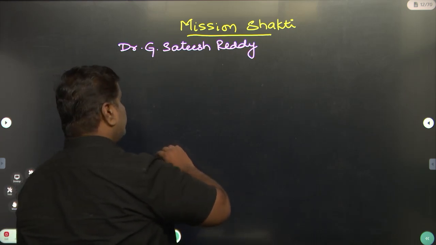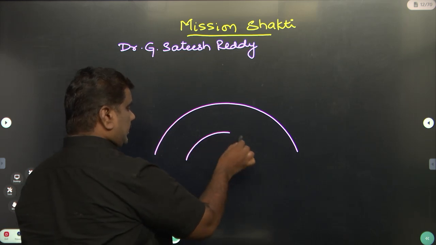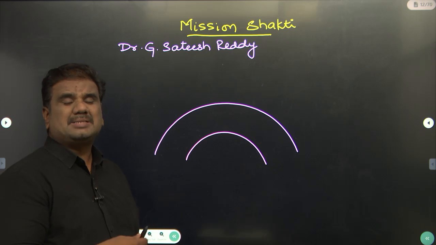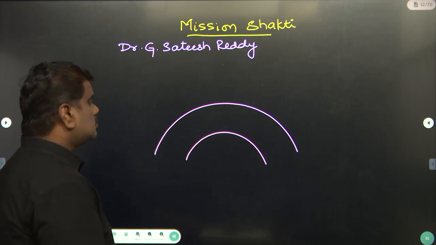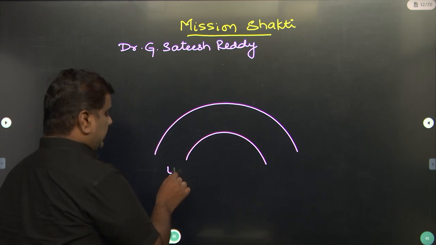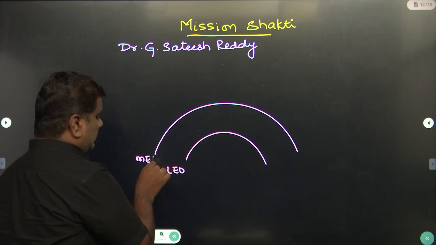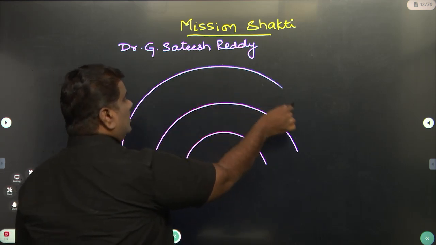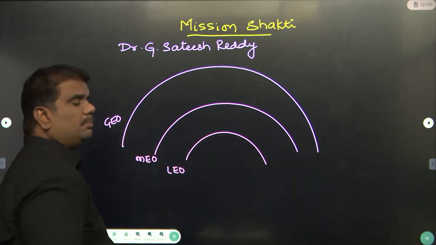Now the question is, what is this Mission Shakti? When you talk about orbits, we know that we have some orbits around the earth, in space at various heights. The first orbit is the LEO orbit, the second is the MEO orbit, and above this you have one more orbit known as the GEO orbit.